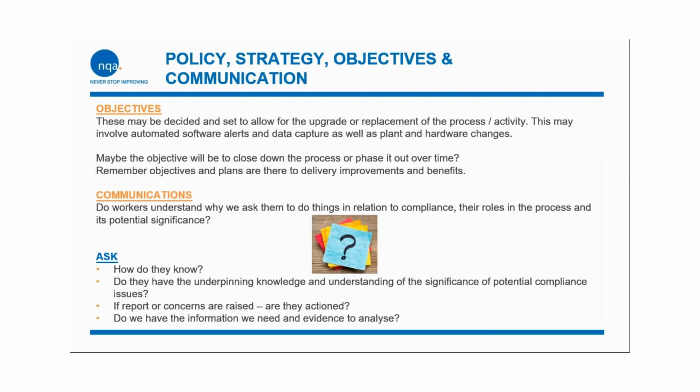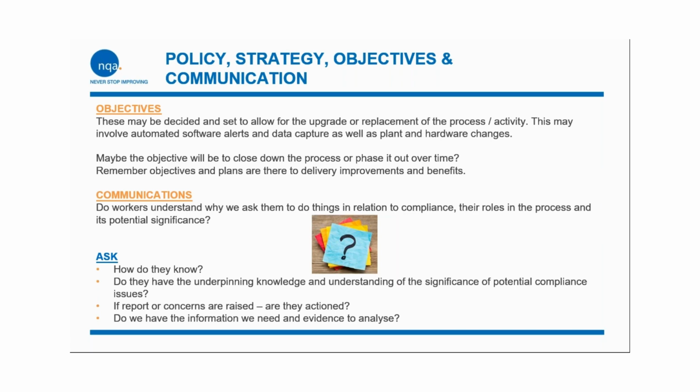In relation to objectives, compliance can influence objectives. These may be decided and set to allow for an upgrade or replacement of a process. This may involve automated software alerts, automated capture of data, as well as plant and hardware changes. All these things can be built into objectives. So it's about the management system in its entirety working to deliver an effective process in line with the requirements of that particular organisation. Maybe the objective will be to close down a process or phase it out over time. Objectives and plans are there to deliver improvements and benefits. It could be an environmental improvement to stop doing a particular activity over a period of time. That may be related to a change or proposed change in legislation, for example.